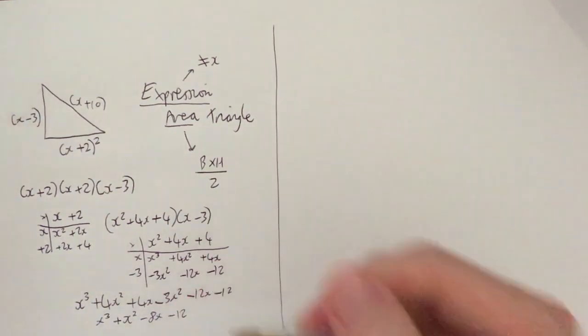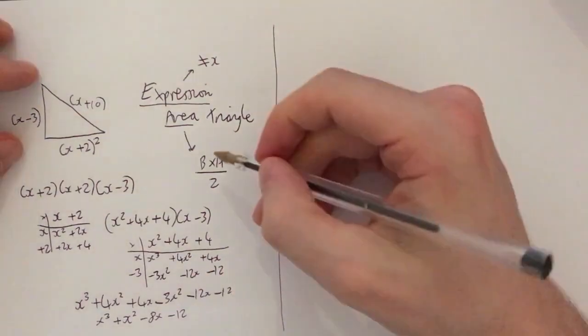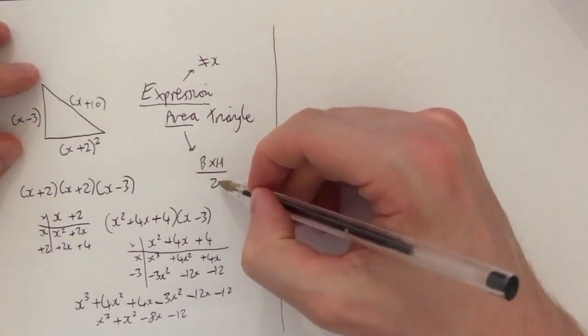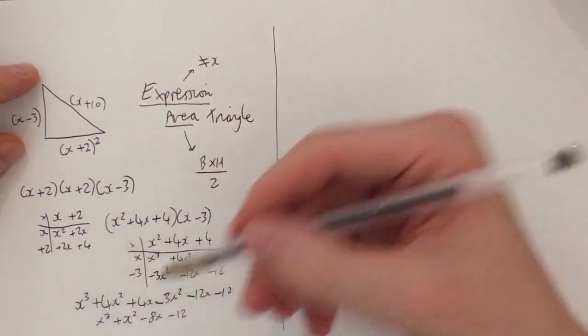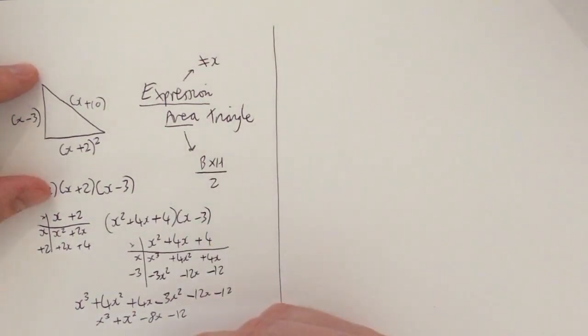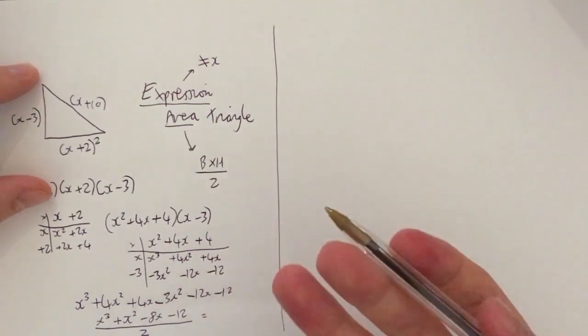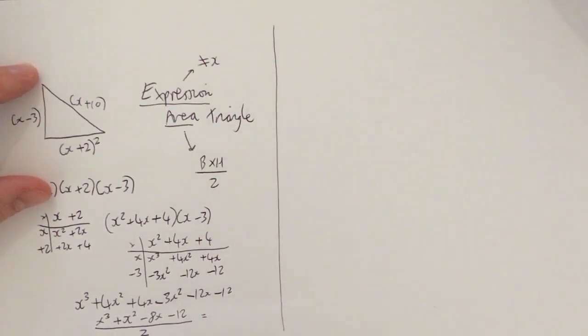Now that looks like it could be the final answer, but it is not, because we must remember that is base times height divided by 2. All we've done so far is base times height. So therefore I'm now going to divide by 2. Okay, now a few of you might say, well, can I just leave the answer like that? I'm going to say no.